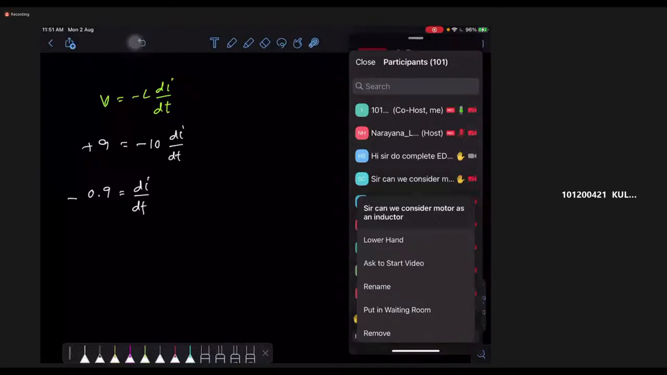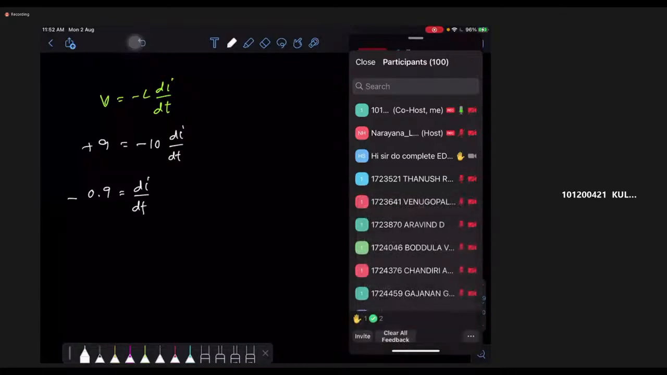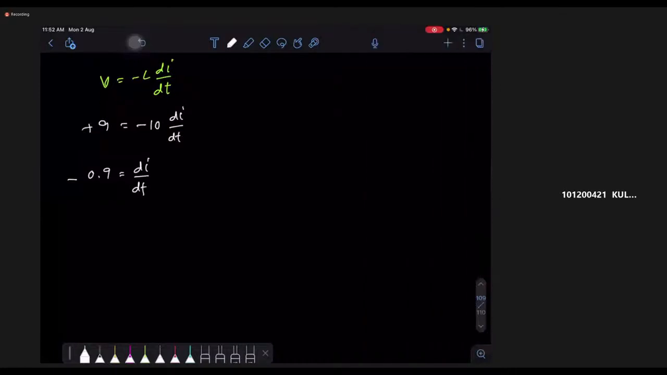Can we consider a motor as the inductor? No, a solenoid is an inductor. Any wire which has a coil, a wire wrap, is going to have inductance. So inside the motor also you have a coil, so it has inductor properties. Just like any wire has resistance, any wire has an inductor property also. Okay. So listen to the topic here.